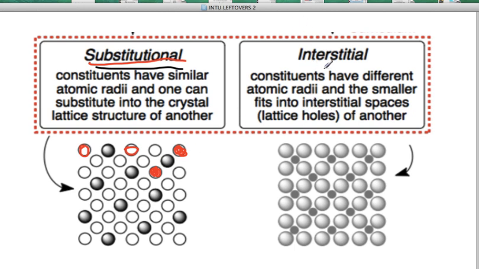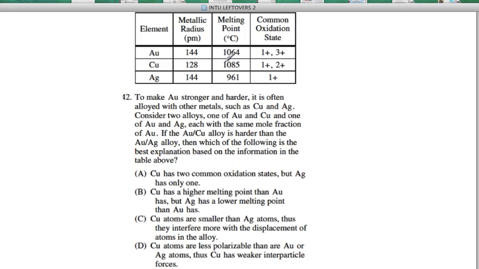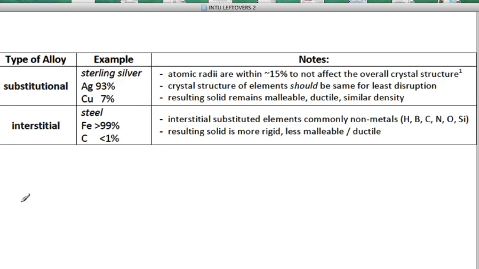Interstitial alloy is where the constituents have different radii. They're smaller, so they fit into little gaps. What does this mean for properties? We think of it like this. When they're asking you about the properties, if it's substitutional, the resulting solid is pretty much malleable, ductile, and has exactly the same type of density. It doesn't really change anything.